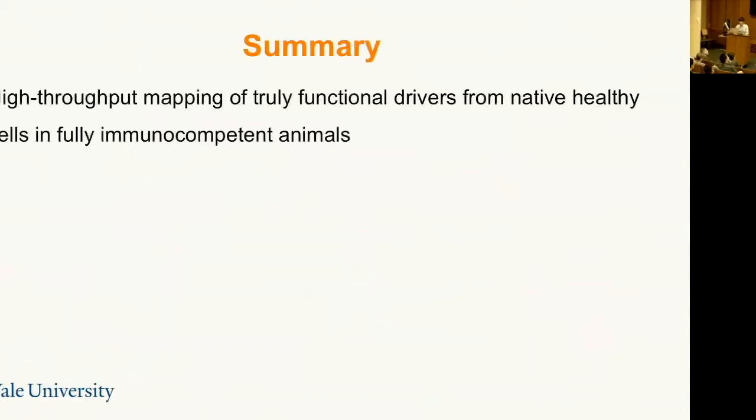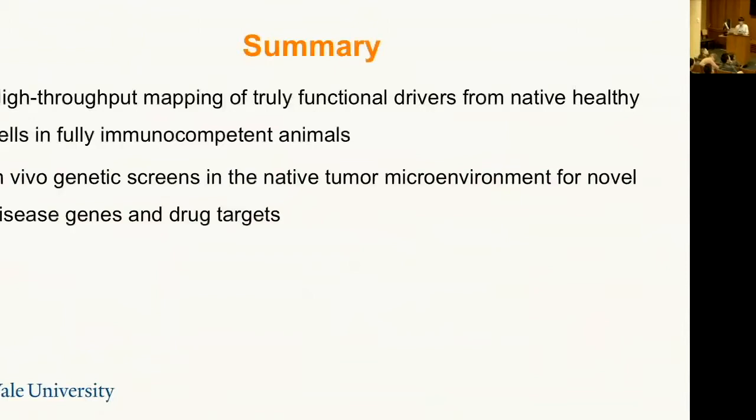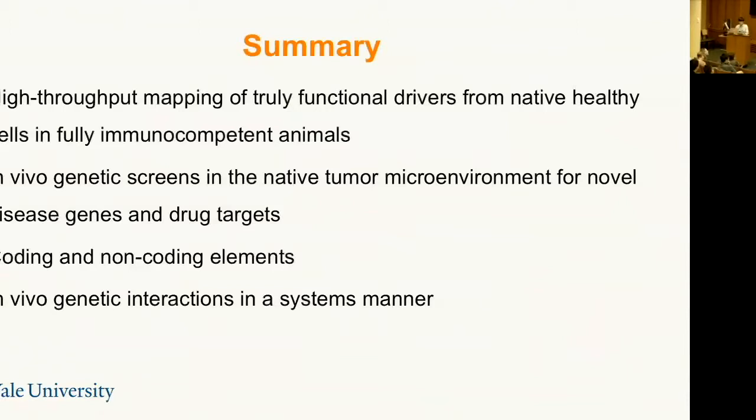So in summary, I would like to wrap up what we talked about today: we have ways of high throughput mapping of truly functional drivers from the native cells in the native tumor microenvironment in immunocompetent mice. That can be done in an in vivo screen manner for us to discover therapeutically relevant targets in the future. We can do this in both coding and non-coding elements, and we can knock out 2 genes at the same time to study their genetic interactions. And then finally, a new approach of engineering T cells so that we can build better and potentially more efficacious and safer CAR Ts in the future.